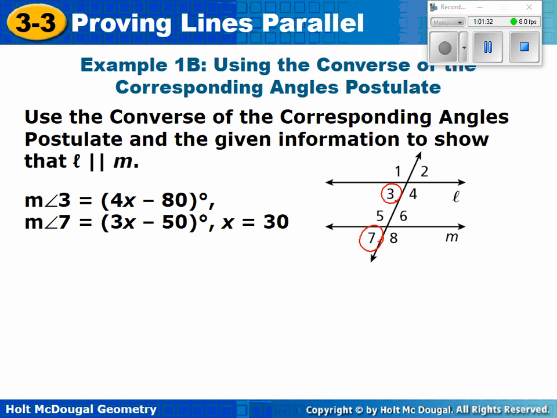So now what do we know about angle 3 and angle 7 if they both equal 40? We can't go straight to congruent. We can say they're equal. So we can say measure of angle 3 equals measure of angle 7. What did we use to get that? It's not a definition. Who said that?